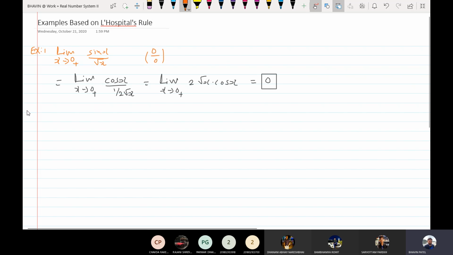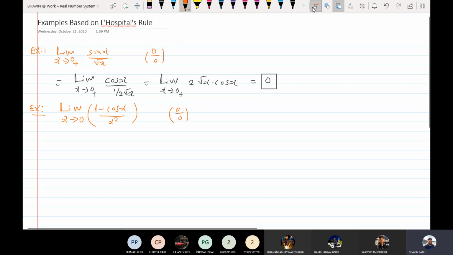Now let us consider another example. Limit x tends to 0, 1 minus cos x upon x square. Now we want to evaluate this limit. Okay. So if you take x equal to 0, cos 0 is 1, so 1 minus 1 is 0. So numerator is 0. Now if you take x equal to 0 in the denominator, denominator is x square. So if you take x equal to 0, this becomes 0. So this is 0/0 form.